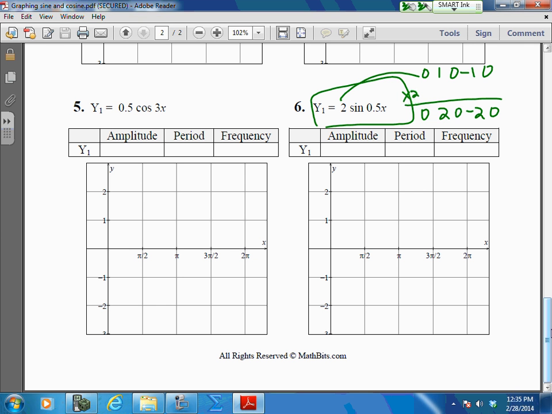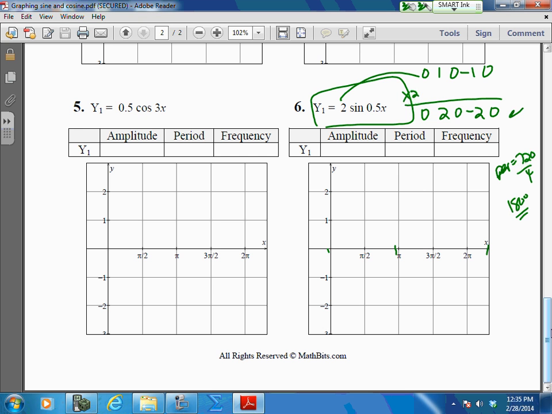It's going to make it wider. It's going to stretch it out. So it only goes over half of your curve. In 360, I'm going to have half of my curve. So it takes 720 to make my whole curve. So if my period is going to be 720, I'm going to divide this in 4. Every 180 degrees is going to be a quadrant. So 0, here's my 180, there's my 360.